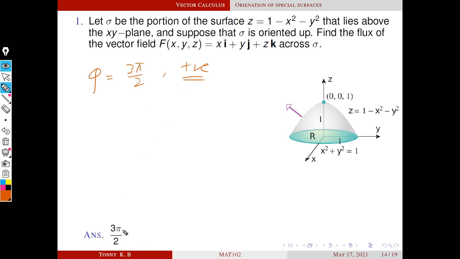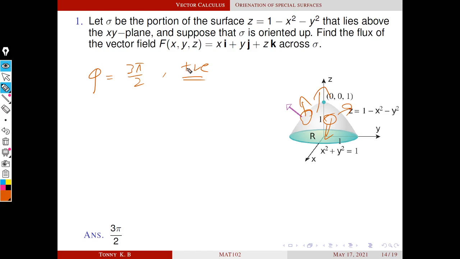It's 3 pi by 2. Then what is the meaning of this plus sign? This plus sign means the net flow across the surface is in this direction. Net flow: maybe some portion the direction of flow is this one, and some other portion the direction of flow is downward. But the net flow is in the upward direction, because we evaluate this flow using the positive orientation of sigma.